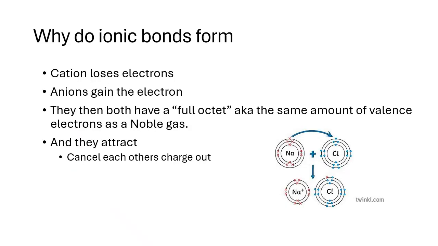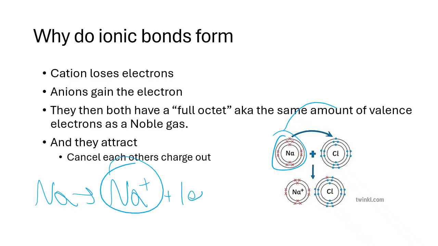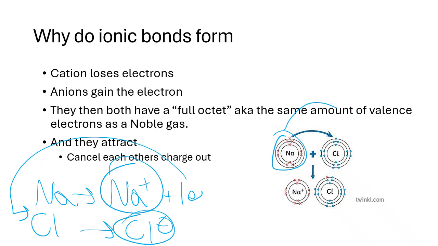Now you're going to have to know how and why an ionic bond forms, which is essentially if sodium loses an electron, it becomes positive. So sodium goes to Na plus plus 1 electron, it becomes positive. And then if that chlorine takes that electron, it becomes Cl minus, it becomes negative. Those two then bond together like magnets.